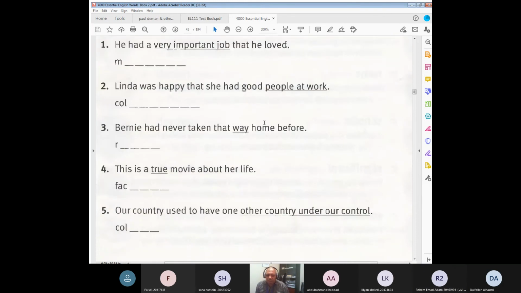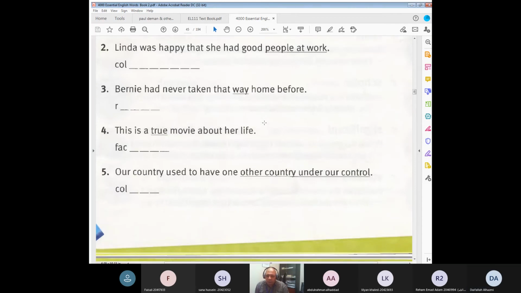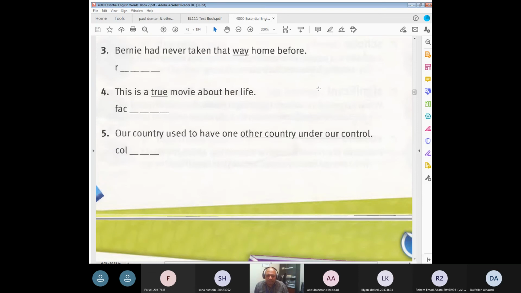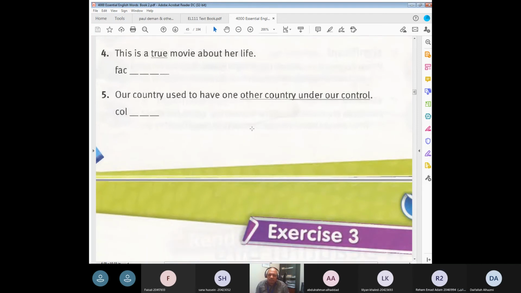So Linda was happy that she had good people at work. Colleagues, very good. Bernie had never taken that way home before. Route. Yeah, very good. Bernie had never taken that route or that road home before. This is a true movie about her life. Factual movie. Yeah. Our country used to have one other country under our control. Colony, yes.